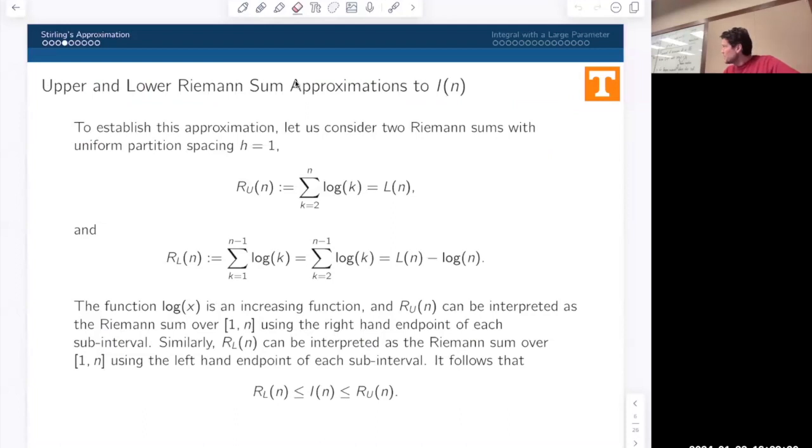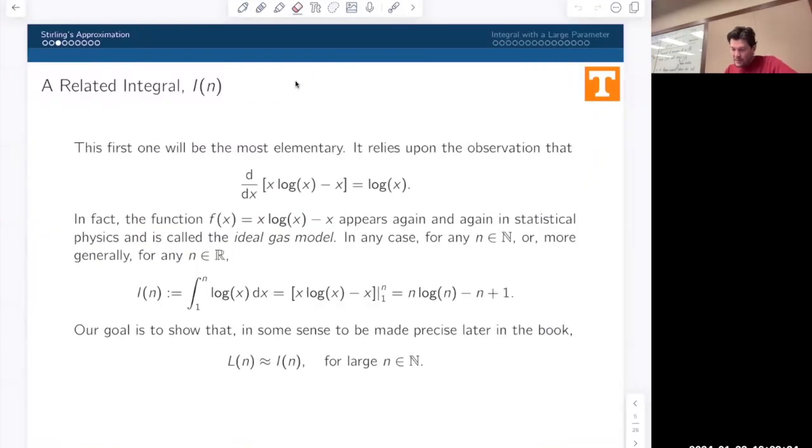So to establish this approximation, notice what we have here. This is the integral of a simple function. Log is a kind of simple function. So how could we approximate this? Just this part here. We know what it's going to end up as. It's going to end up as this expression here.